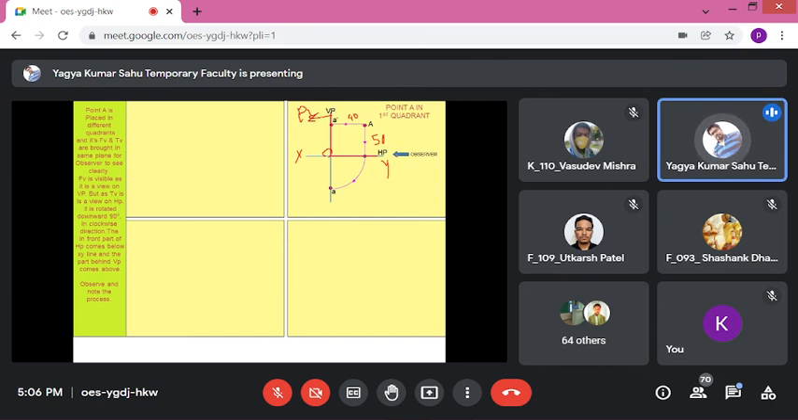So always, the distance of a point from the horizontal plane, whether it is above or below, is used for drawing A dash, the front view. Always. Either it is in the first quadrant or the third quadrant, it doesn't matter. If a point in the question is written as 60 mm above XY, that means you will get the distance of A dash from XY as 60 mm.